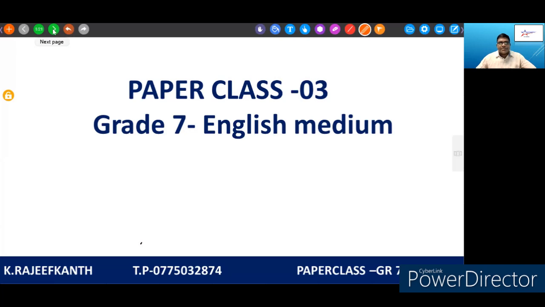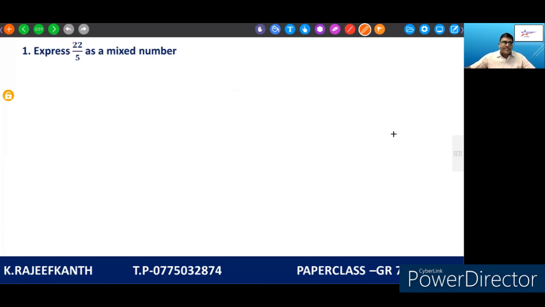This is your first question. Express 22 by 5 as a mixed number. So this is an improper fraction. You have to convert this improper fraction into a mixed number. Right? 22 by 5. You have to express this 22 by 5 as a mixed number.